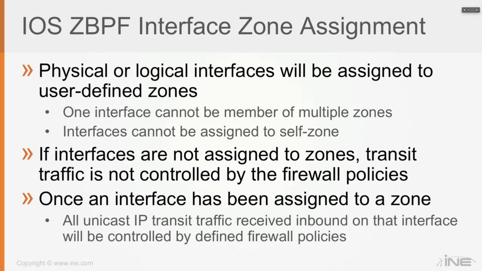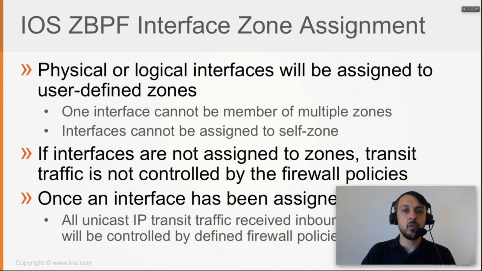Now, once an interface has been assigned to a zone, then all unicast IP traffic, not multicast, that's a restriction of zone-based policy firewall, all unicast IP traffic received inbound on that interface, which is assigned to a zone, is going to be controlled by your defined firewall policy, which has a source of the zone that interface is attached to. So zone-based policy firewall cannot control multicast traffic, because multicast traffic is in most cases unidirectional, and second of all, if it were bidirectional, traffic goes out multicast and comes back unicast.